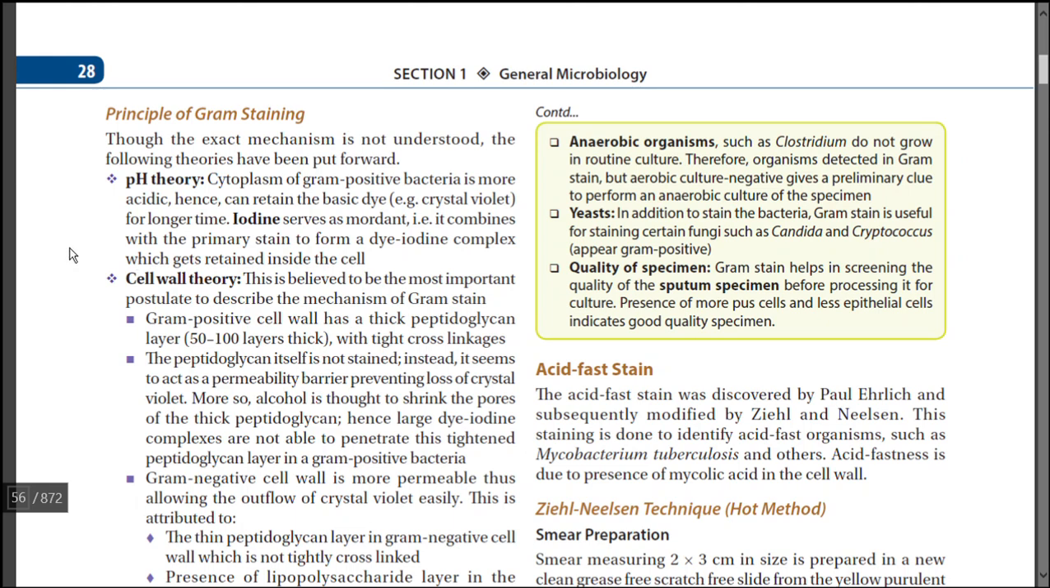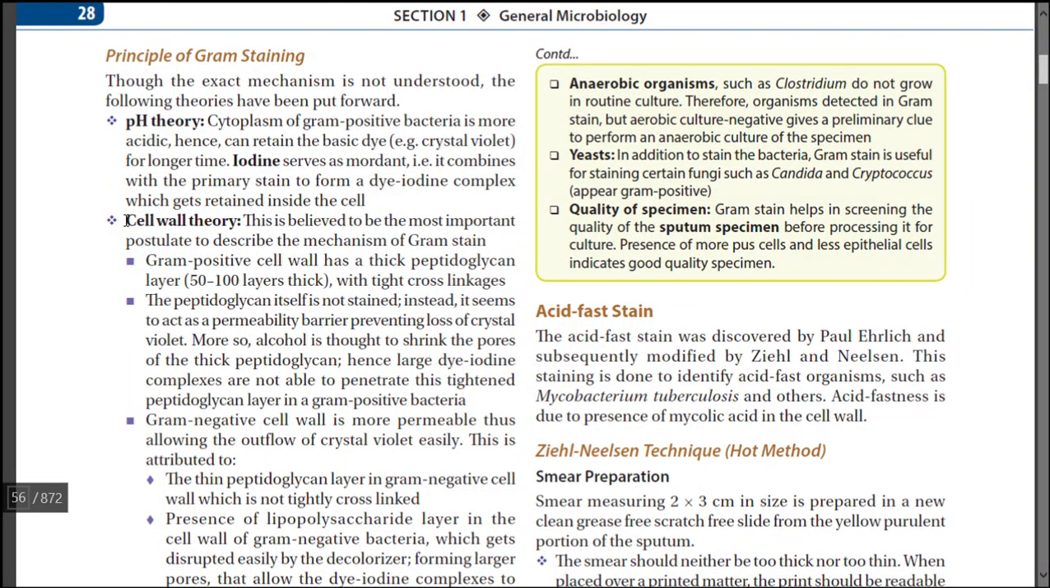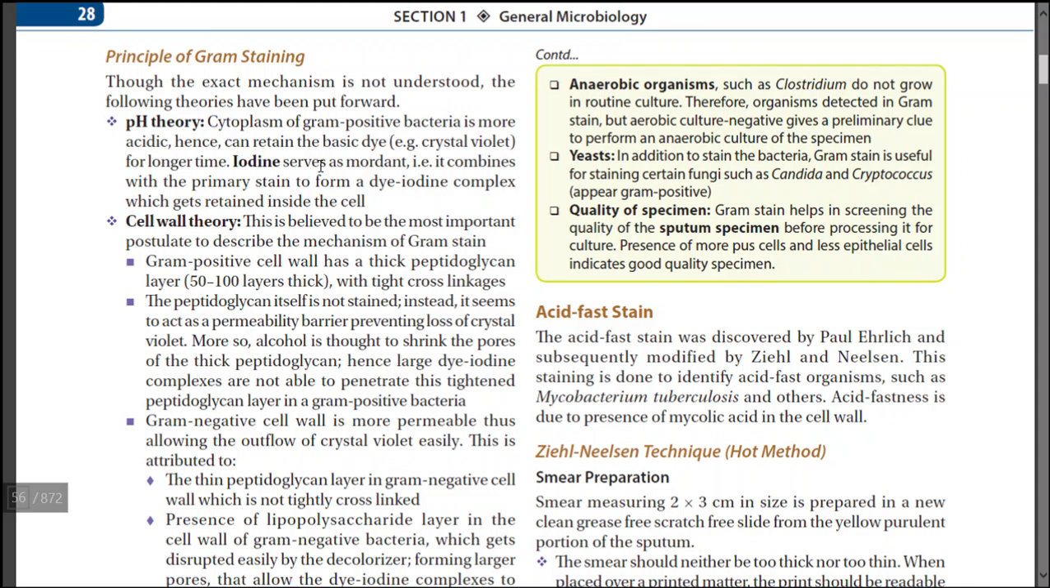Though we may not understand the exact mechanism, we still have two theories, pH theory and cell wall theory. The cytoplasm of gram positive bacteria is more acidic and hence it can retain the basic crystal violet, the primary stain, for longer time. Iodine serves as mordant. It combines with the primary stain to form diiodine complex which will be retained inside the cell. That is the pH theory.